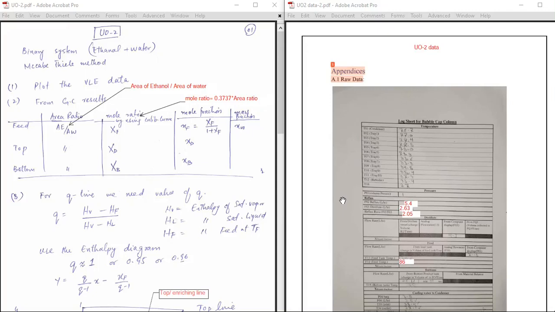Bismillahirrahmanirrahim. Assalamu alaikum. Here I am going to explain to you about unit operation 2, binary distillation of ethanol and water mixture. I am going to explain to you step-by-step data analysis of this experiment.